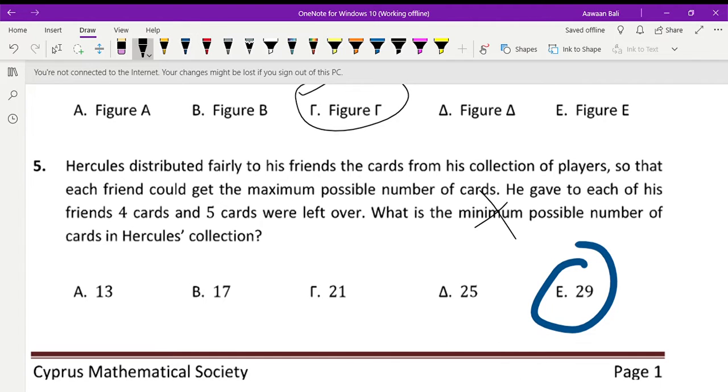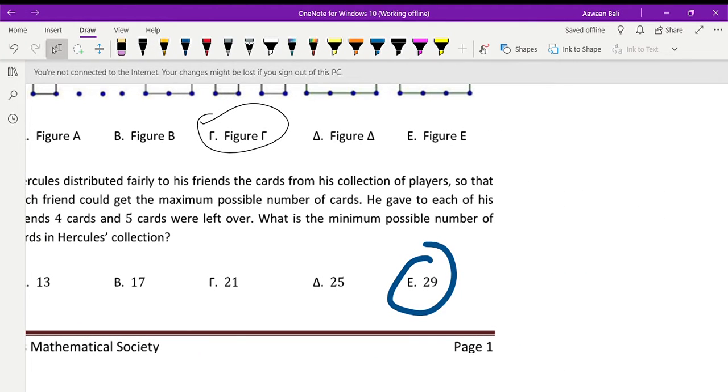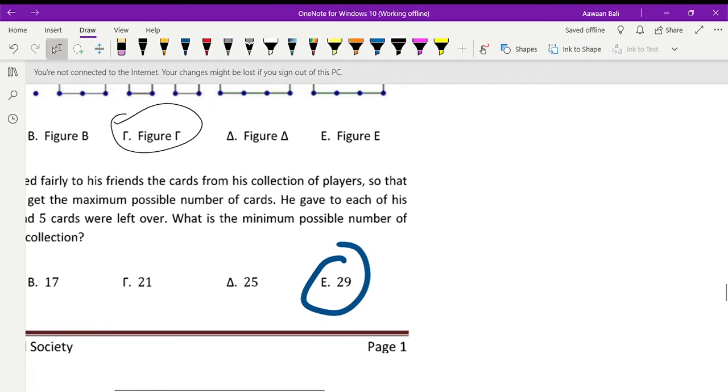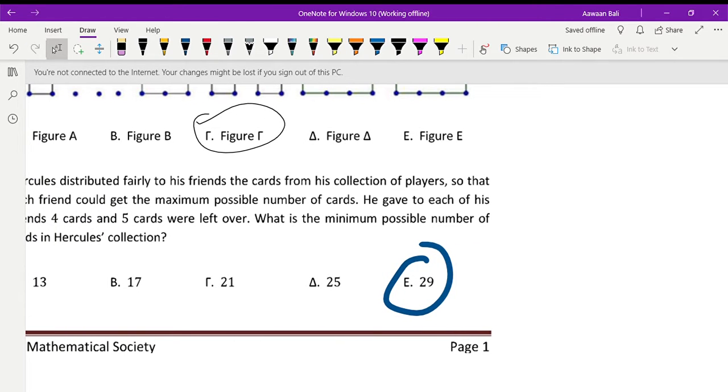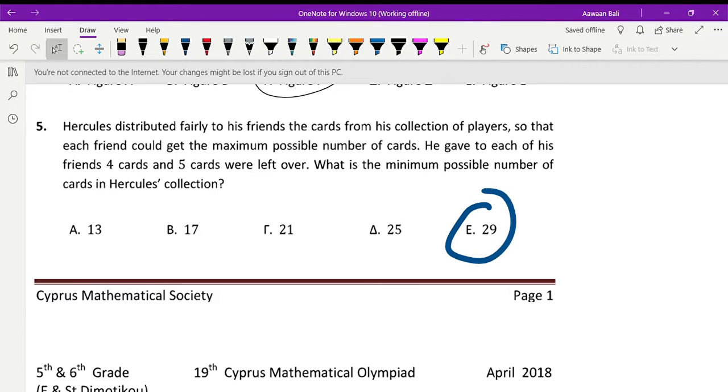Well, we can just avoid minimum here because Hercules is trying to do the maximum possible of cards. So we have to look at the biggest option here. So it's 29. 29 is the biggest option here now. Basically, we have to check that if we do 29 minus 5, which is 24, is it divisible by 4? Yes, it's divisible by 4.